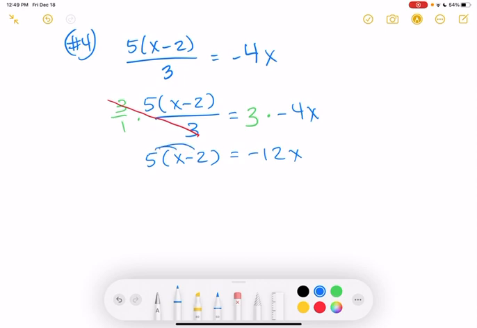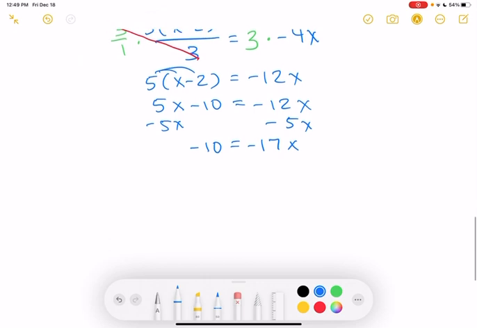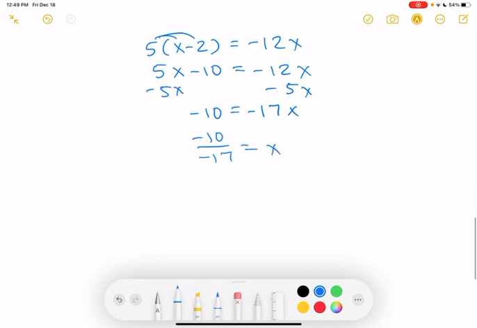All right, so we'll go ahead and distribute. 5x minus 10 equals a negative 12x. I'm going to bring over my 5x. So now I have negative 10 equals negative 17x. Divide both sides by a negative 17. So I get negative 10 over negative 17 equals x. And then that negative over negative is just positive. 10 over 17 equals x.